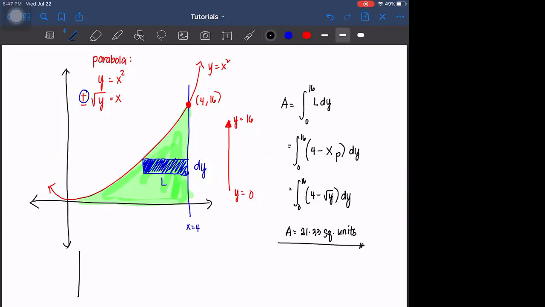So unsa nga area ang atong gikuan? Area bounded by the curve y equals x squared, by x equals 4, which is a line, and y equals 0, which is also a line, the x-axis. So that's how we find the area. Another one.